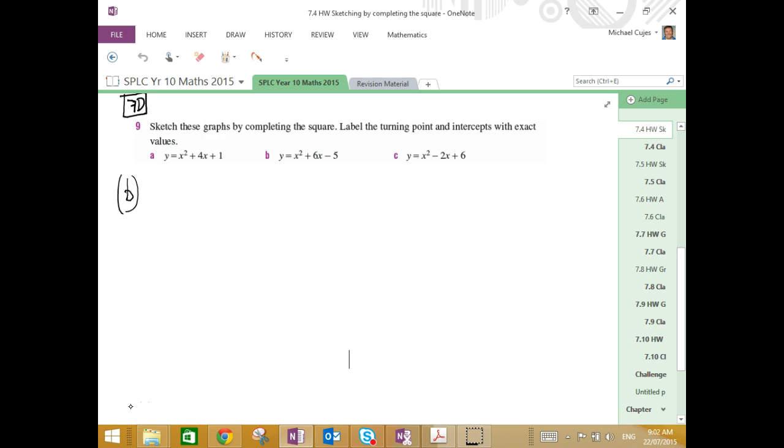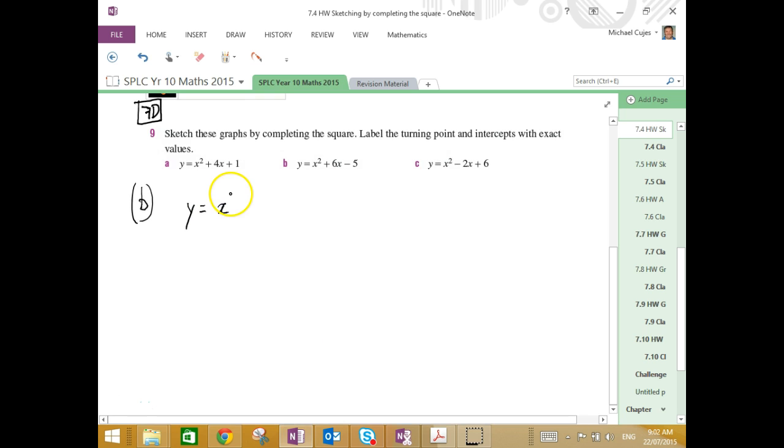Alright, so we're going to have a go here at sketching y equals x squared plus 6x minus 5. So we're doing question B. Remember, when you're sorting out completing the square, it's 2 times x times whatever that other factor is. Now, it has to equal 6x. So what number are we going to need to multiply by? 3. Yeah, of course. So then we add 3 squared to complete the square.